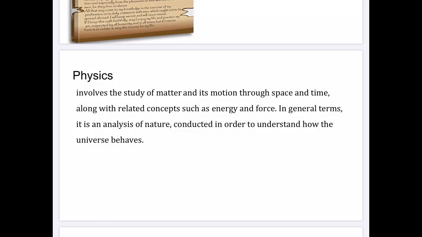So physics involves the study of matter and its motion through space and time, along with related concepts such as energy and force. In general terms, it's an analysis of nature conducted in order to understand how the universe behaves. Eventually we'll see a lot of mathematics attached to physics, and physics is held in very high regard as a science because it is considered to be the most empirical of the sciences. It is the science that can be turned into mathematics most cleanly.